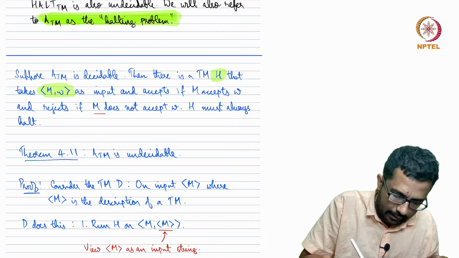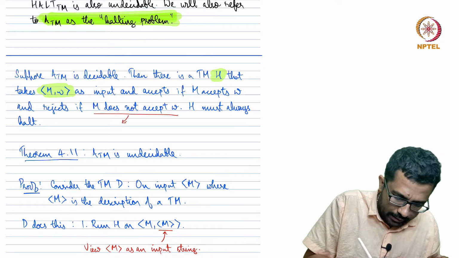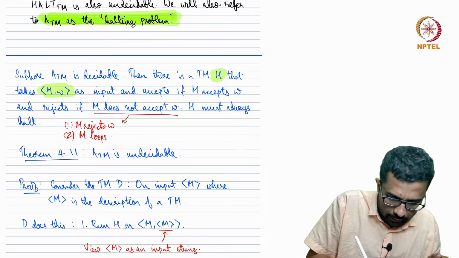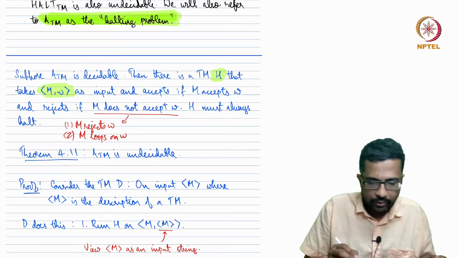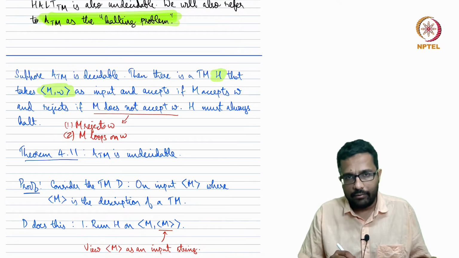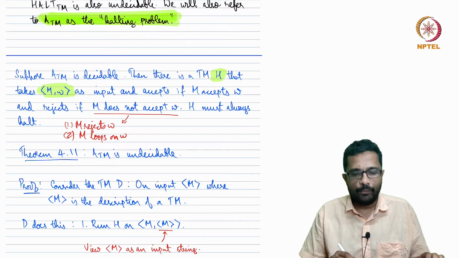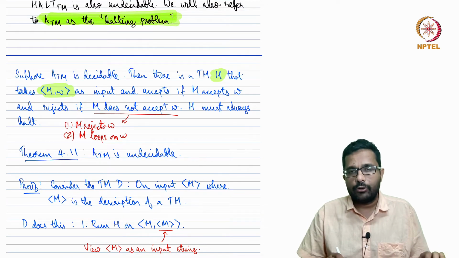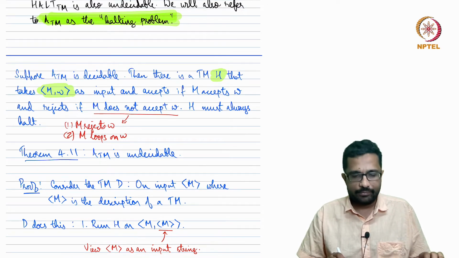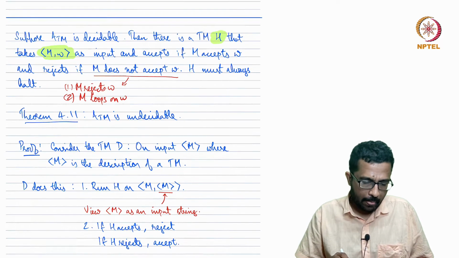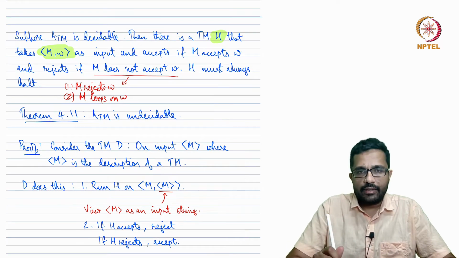This has two parts: one is that M rejects W, and two is that M loops on W. In either case, we want H to reject the pair M comma W. H is a decider, which means that H never loops. H is always going to halt. So we will derive a contradiction. Let's see how we get the contradiction.